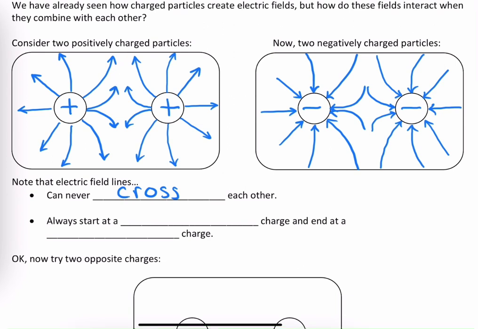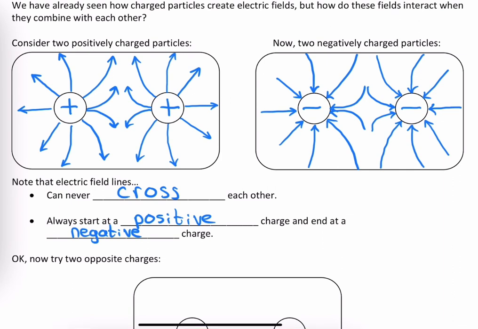We also see that the electric field lines always start at a positive charge and end at a negative charge. Our first diagram shows my electric field lines starting at these two positive charges. And my second diagram shows electric field lines always ending. The arrowheads go towards and end at negative charges.